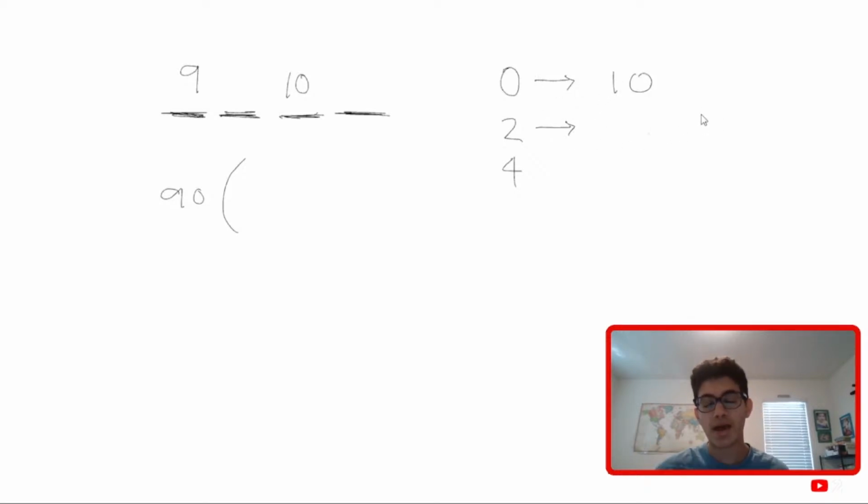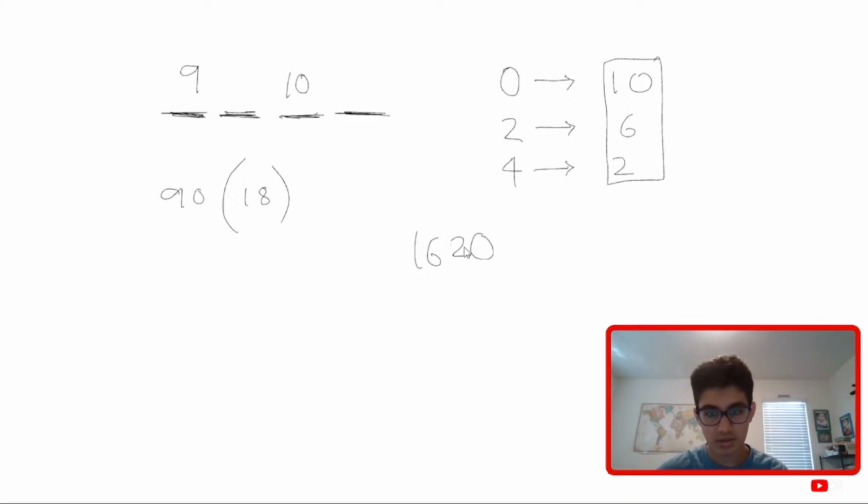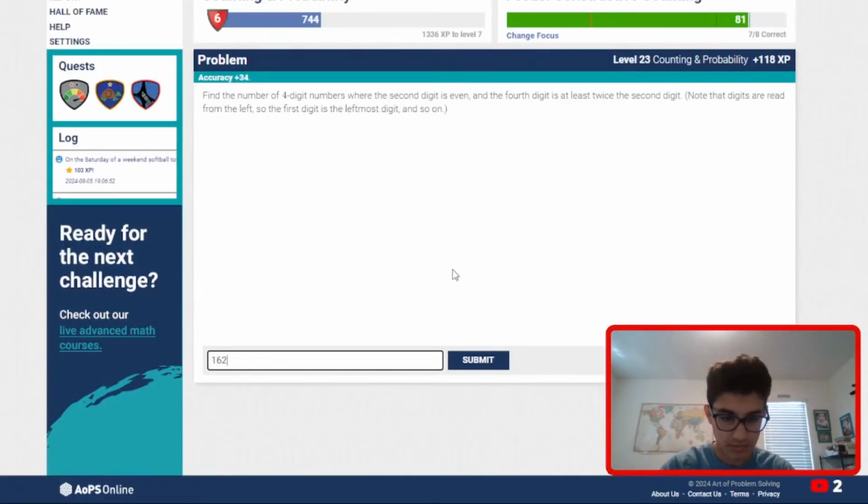This will give you anything from 4 to 9, which is, what is that? That's 6, right? Yeah, that's 6. And then this gives you either 8 or 9, right? So that gives you 2. So if you add these up, these are basically the possibilities for these two. So that gives you 18. So it's 90 times 18, 1620.